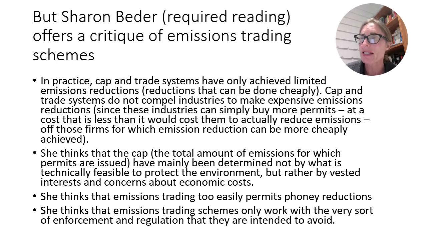So the point is that the cap and trade systems don't compel industries to make expensive emissions reductions, because those businesses for whom emissions reductions are very costly and expensive can simply buy more permits from those businesses that can make those reductions very cheaply and who will then be willing to part with their permits. So industries that cannot reduce their emissions very cheaply will simply buy more permits at a cost, as long as it's at a cost that's less than it would cost them to actually reduce their emissions. And they'll buy those permits off those firms for which emission reduction can be more cheaply achieved.